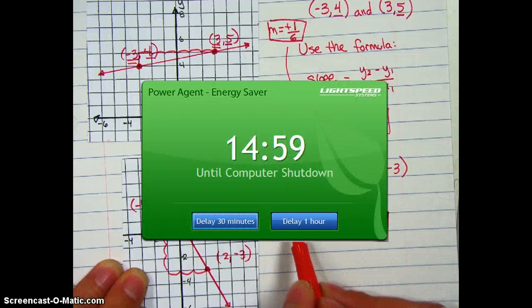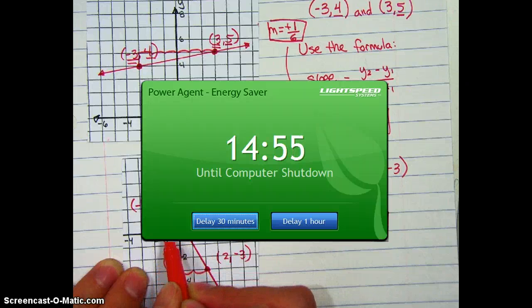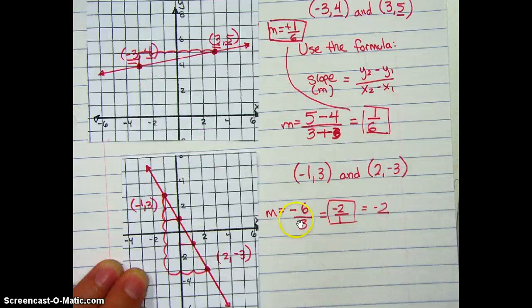That tells me that because I can reduce it, I could have taken smaller steps. Down 2 over 1, I'm on the line. Down 2 over 1, I'm on the line again. So that's the situation I have there.